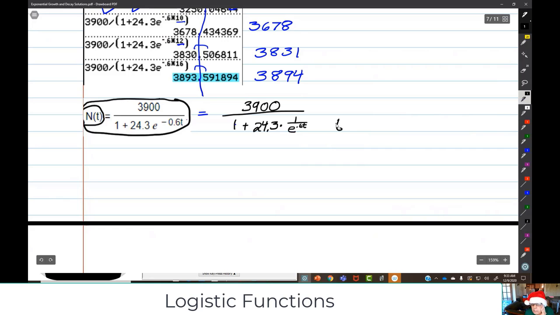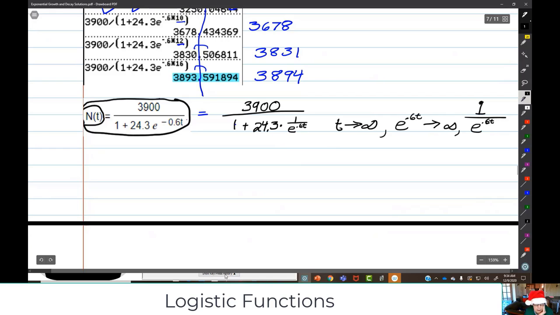Now as t gets bigger and bigger and bigger, e to the 0.6t will get bigger and bigger and bigger. But 1 doesn't change. So 1 being divided by a bigger and bigger number is going to become smaller and smaller and smaller.